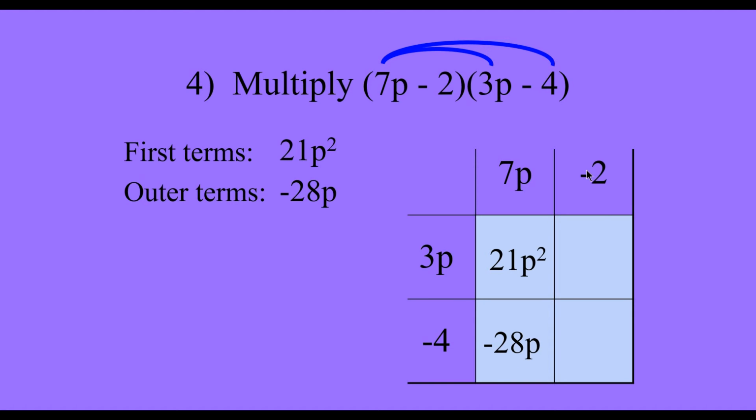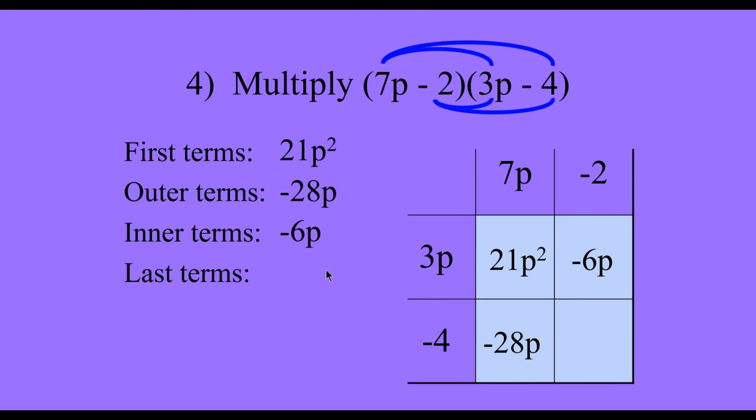And then I'm going to do negative 2 times 3p, which is going to be my inner terms. And that will be negative 6p. And then I'm going to do negative 2 times negative 4, which is going to be my last terms. And I got a negative times negative is a positive, 2 times 4 is 8.